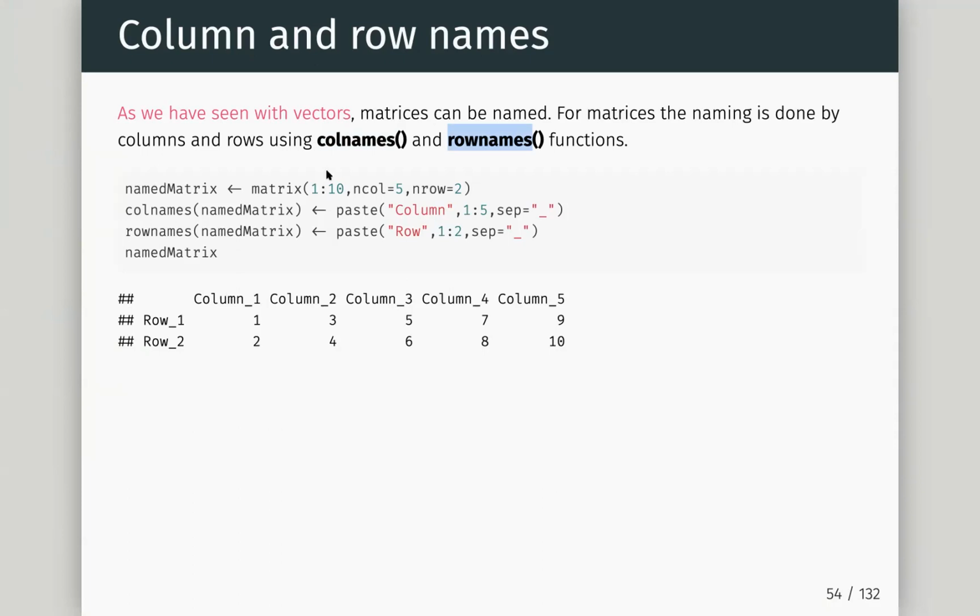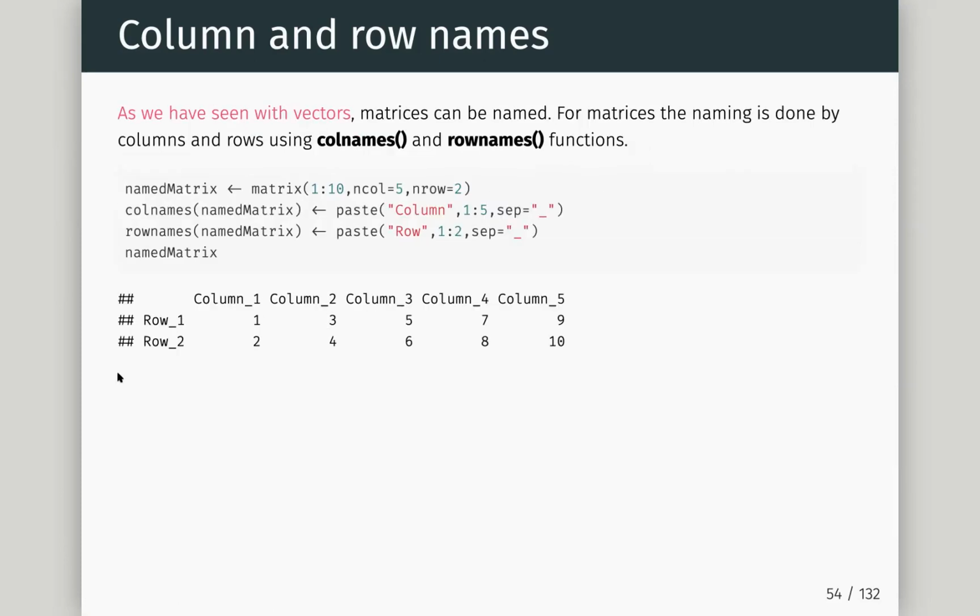So we create a matrix 1 to 10, 5 columns, 2 rows. Here we go. Now if I want to assign column names to it, rather than names, I do colnames, give it a matrix. And here I'm using a new function, paste. I'm pasting "col" onto the numbers 1 to 5, separated by an underscore. That gives me col_1, 2, 3, 4, 5. Then I'll do the same for the rows, except I'm just going to have 2. It's going to paste "row" with a separator of underscore onto 1 and 2, and that's my row names.